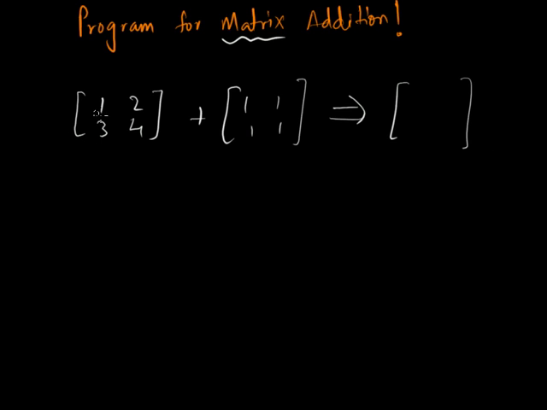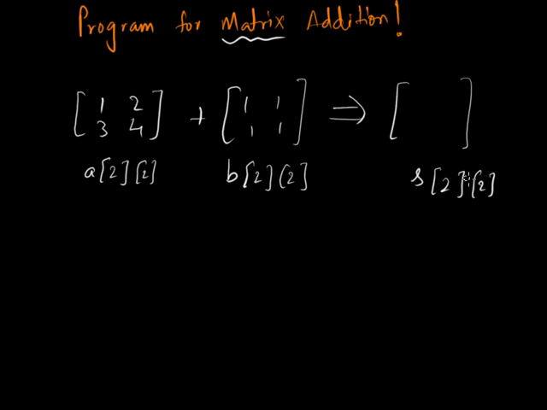So we'll have to declare the first one, the second one, and the third one. The first one is 2 by 2, right? Let's name it A. The second one is also a 2 by 2 matrix. Let's name it B. And the third one is the sum, which is also going to be a 2 by 2 matrix. Now, as you may know, in matrix addition the first element is added with the first, the second element with the second, the third with the third, and the fourth with the fourth. This way matrix addition takes place. So let us write a program for matrix addition.